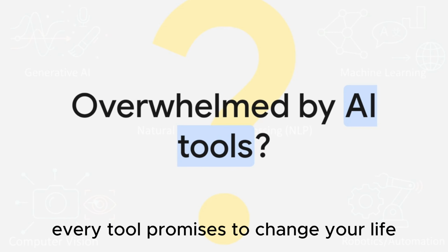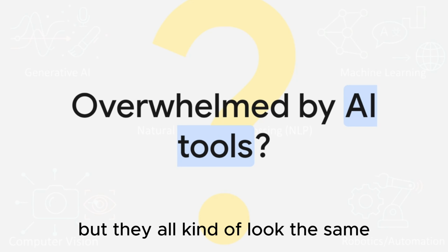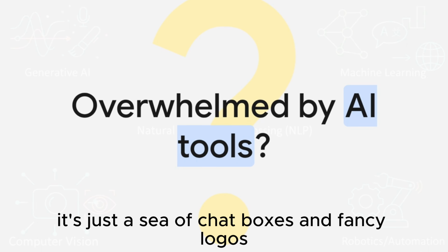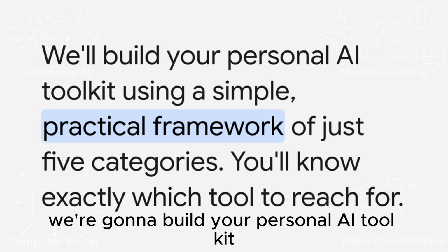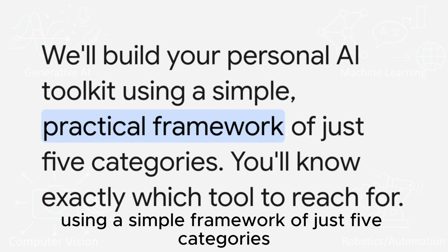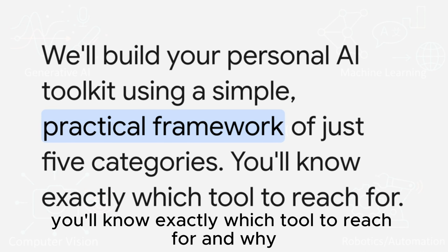Right? Every tool promises to change your life, but they all kind of look the same. It's just a sea of chat boxes and fancy logos. It's confusing, and honestly, it's tough to know where you should even start. So let's fix that. We're going to build your personal AI toolkit using a simple framework of just 5 categories. I promise, by the end of this, you'll know exactly which tool to reach for and why.